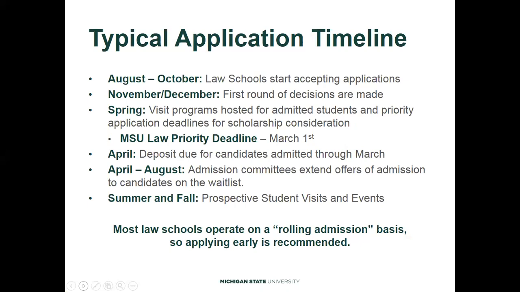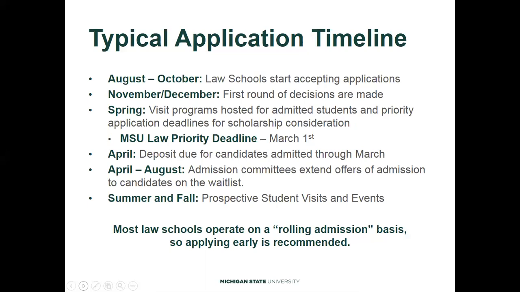Some schools do begin making decisions on a rolling basis or early decision basis, depending on the school, in November through December time. In spring, most schools will have opportunities for admitted students to come visit campus. They also may have a priority application deadline. The priority application deadline is the time by which you want to submit your application to be considered for full scholarship and admission opportunities. After those priority deadlines, schools cannot guarantee that scholarship funds can be available or admission can be granted.